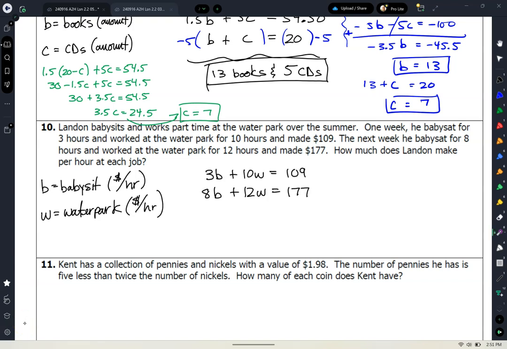Okay, you should have put those two equations down right there. Right, and if you think about it, it makes sense, right? Because this time the coefficients are the quantities, not the dollar amounts, right? So in this case, we're talking about the quantities of hours. So then the variables represent the dollar amounts that get us from 3 hours of babysitting and 10 hours at the water park to $109. Okay? All right. Two standard form equations. Solve them. Go for it.